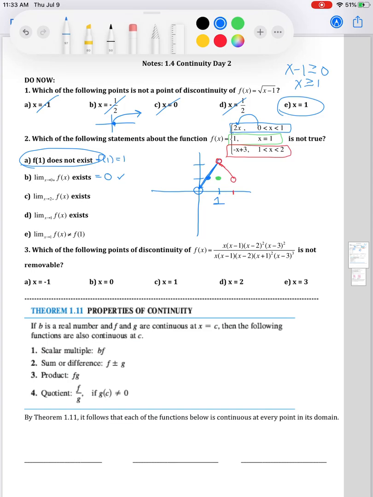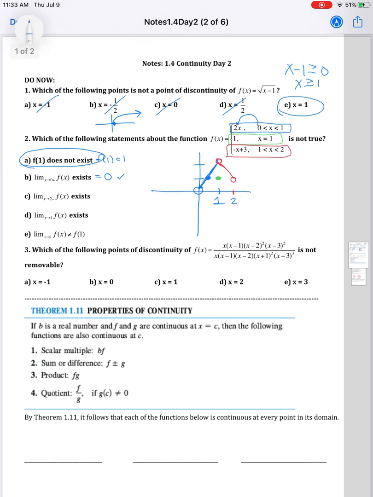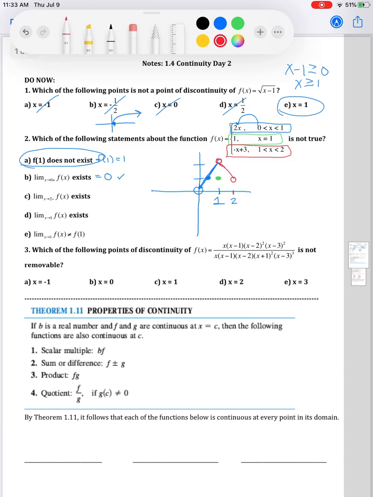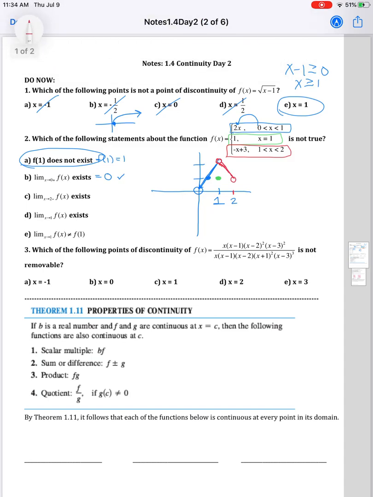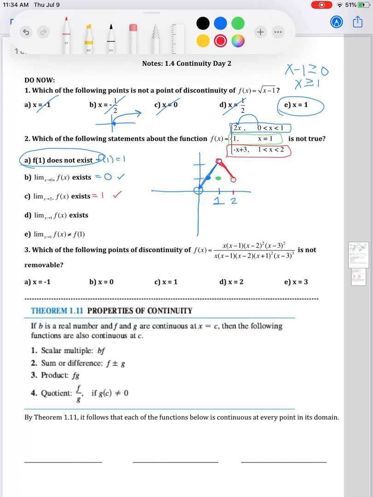Okay. For C, the limit as x approaches 2, so here's 2, from the left-hand side, so now we're coming down the red line, it exists. So as it's approaching 2 from the left, the value does exist, and that's equal to 1. So we're good there.